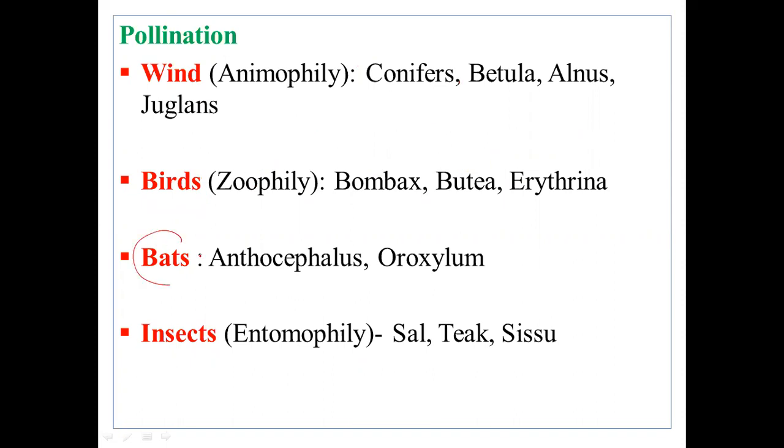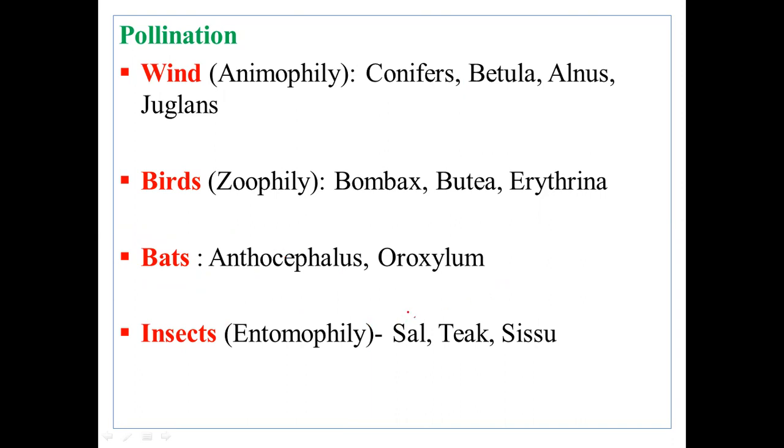Bats are also a very important species in our ecosystem that helps to pollinate Anthocephalus as well as Oroxylum. These are pollinated by bats as well as insects. Insects also play a role in pollination, and that mechanism is called entomophily. Sal, teak, as well as Dalbergia sissoo are pollinated by insects.